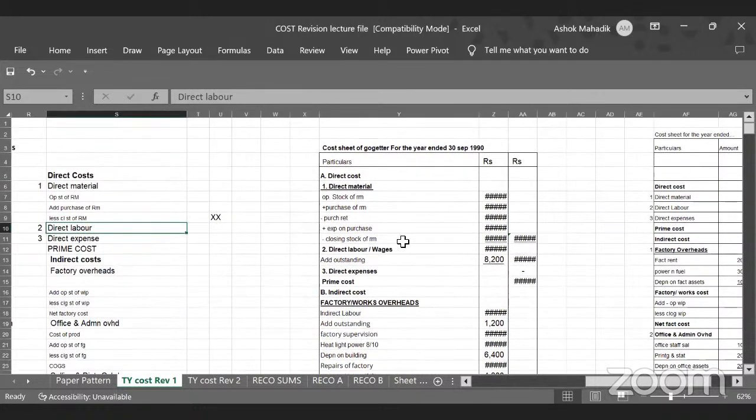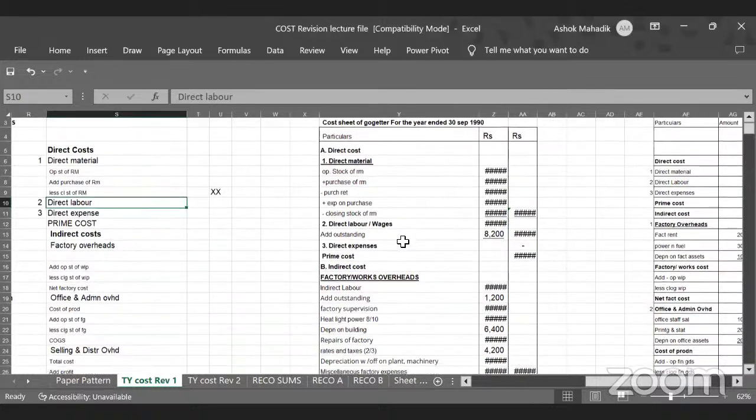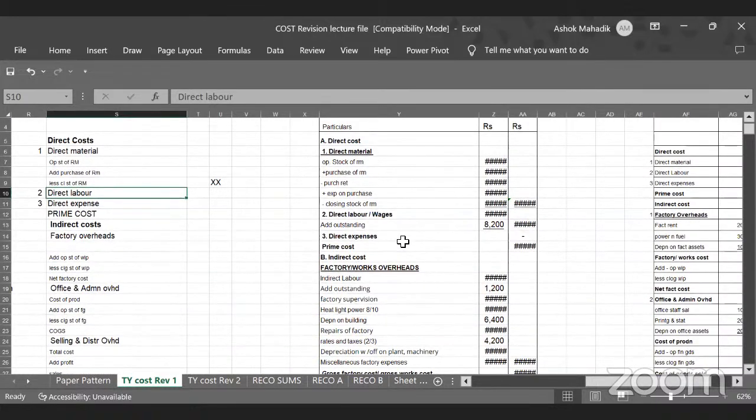We give the heading cost sheet of the company name, and we draw minimum 2 columns. We start with direct cost. Under that, first is direct material. Under that, we have opening stock of raw material, purchase of raw material. Sometimes returns are given, so we subtract returns here. Then add expense on purchase like carriage inward. We add it to this cost of direct material and less closing stock of raw material.